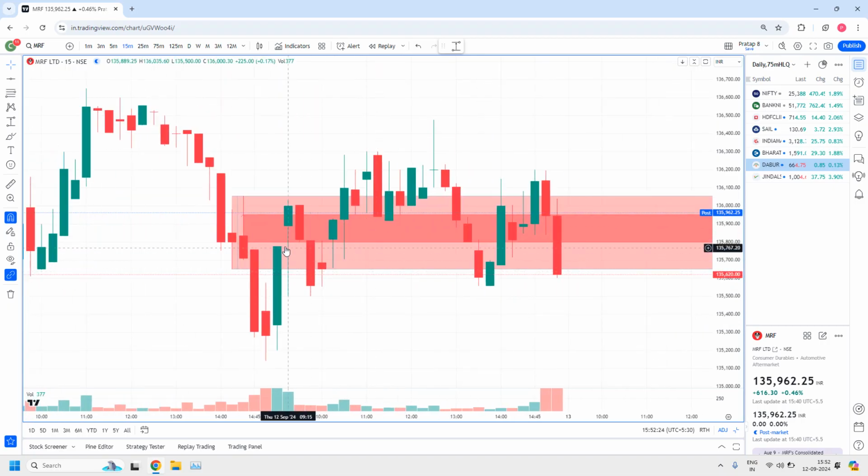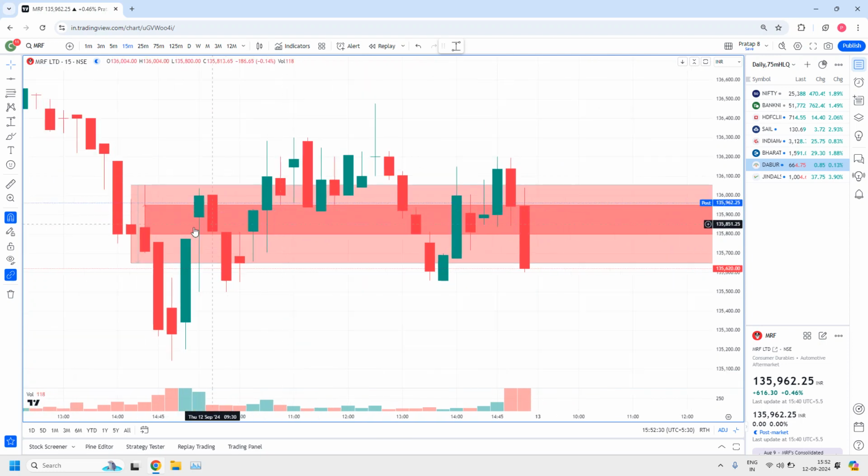See, today morning if anybody wanted to take a short trade in this, maybe your trade would have been stopped out because it hit the stop loss. But the TCO traders, what they do, they will wait until this 15-minute zone is violated.